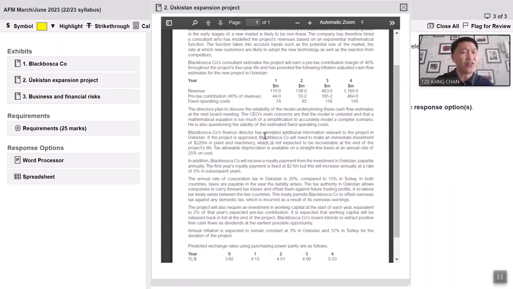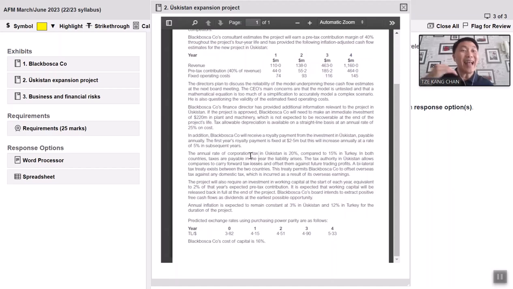And the answer is, it starts telling you that in order to kickstart the operations abroad, we need to invest in additional assets, and those assets attract tax allowable depreciation. Then it talks about royalty payment to be made by the host country operation to the home country. Then it goes on talking about tax information, followed by the requirement of working capital. At last, it comes with inflation.